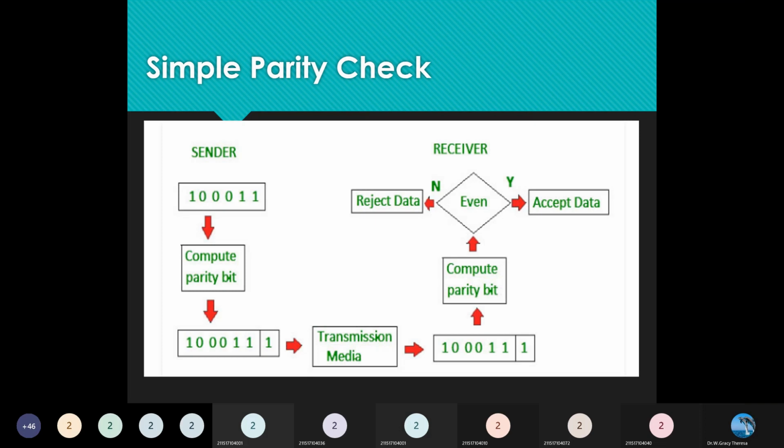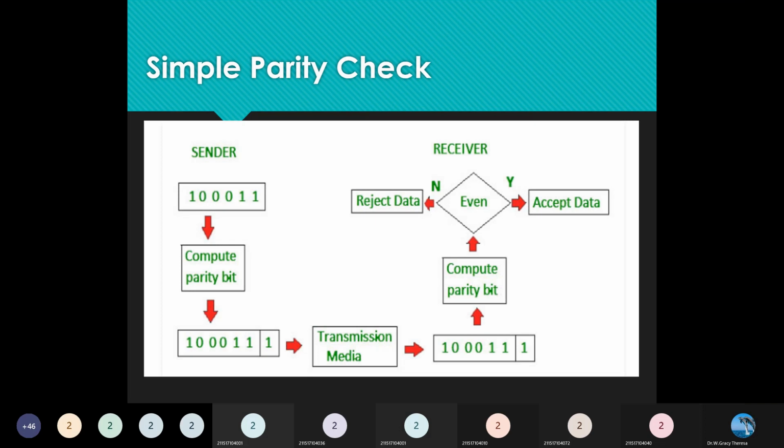So we have an odd number of 1s, then we have to make it an even number of 1s. So we have to add 1 extra bit, that is 1 bit. So 1 is added, because we have an odd number of ones, we have to add 1 as a parity bit, and it will be sent through the transmission media to the receiver.